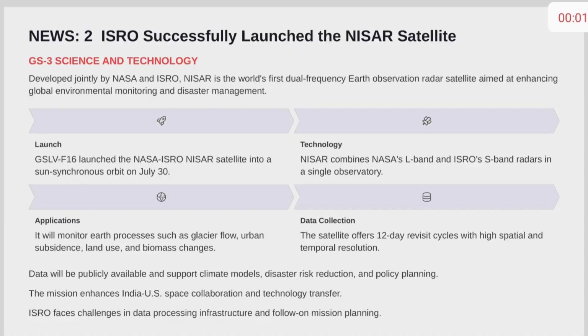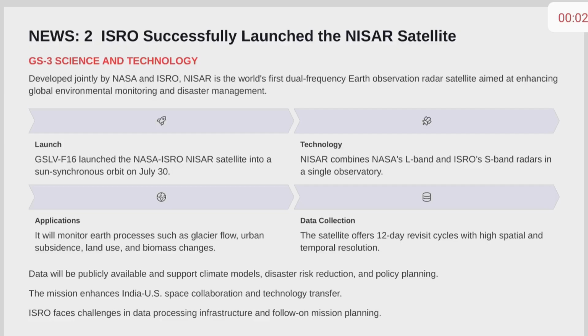ISRO successfully launched the NISAR satellite, comes under GS3, Science and Technology. Developed by NASA and ISRO, NISAR is the world's first dual-frequency Earth observation radar satellite, aimed at enhancing global environment monitoring and disaster management. Launch: GSLV F-16 launched the NASA-ISRO NISAR satellite into sun-synchronous orbit on July 30.